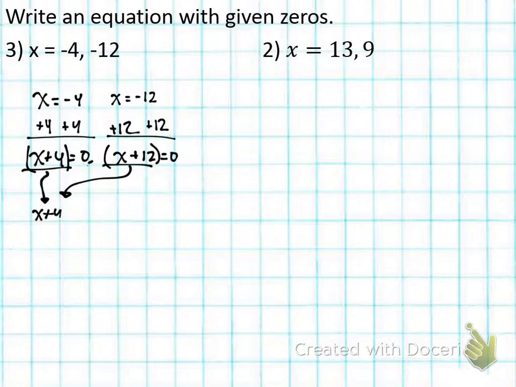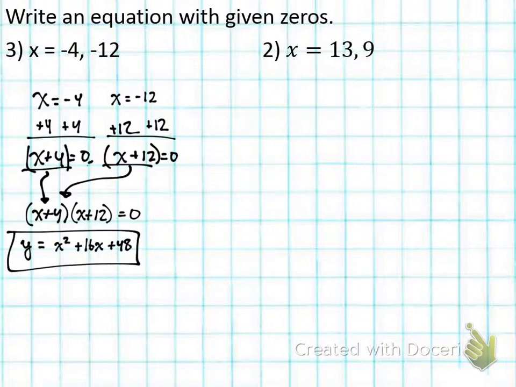x plus 4 times x plus 12 is equal to 0. I want you to finish up this problem for me. I'll give you about 30 seconds. You're multiplying it out. You can check with your neighbor to make sure you got the right answer. Go. You should have the following: y is equal to x squared plus 16x plus 48.